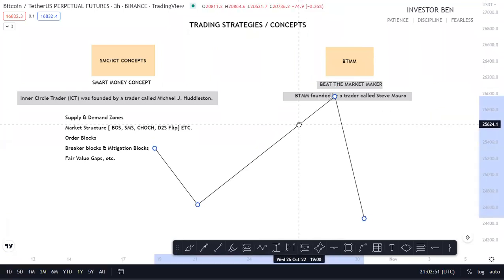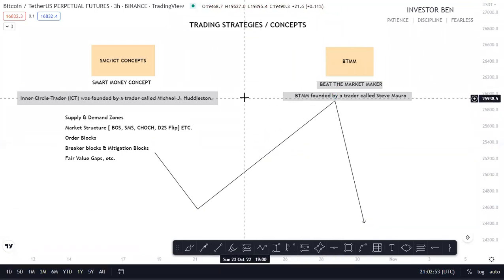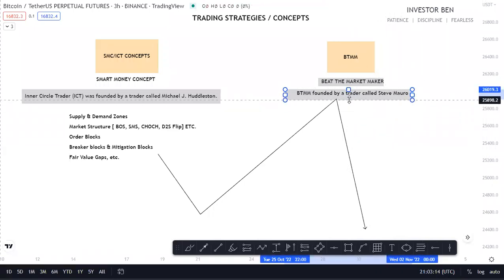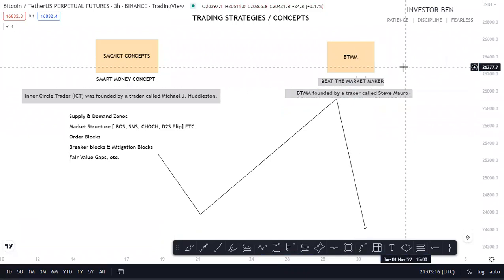The founder of the strategy we've been trading so far is Michael J. Hodgson. He's the person who brought about the birth of the strategy. Now for BTMM, Beat the Market Maker, it was founded by a trader called Steve Morrow. Did I pronounce that well? Yeah, I did. He's a forex trader, so this strategy works very well for the forex markets.